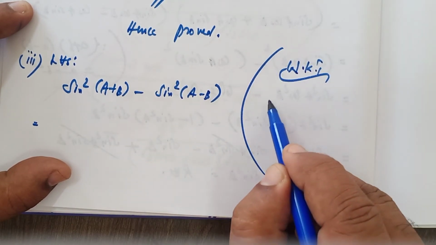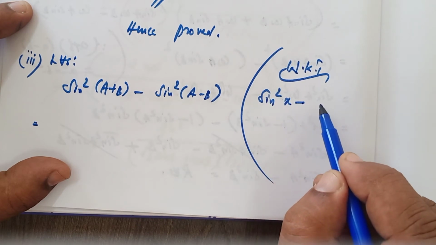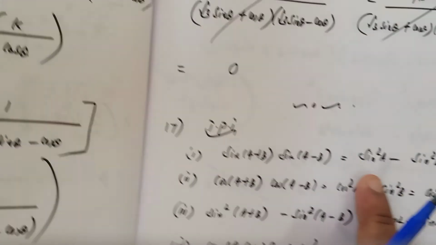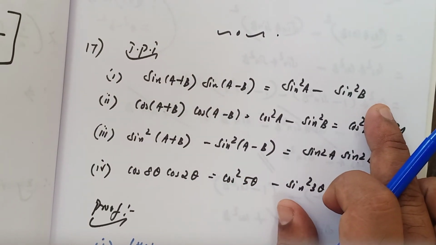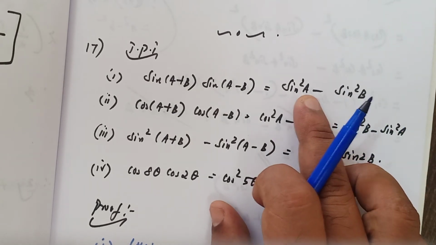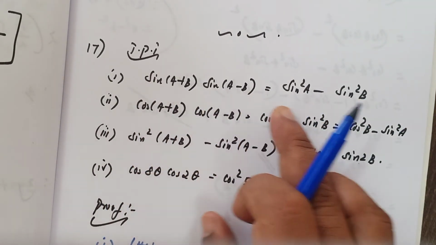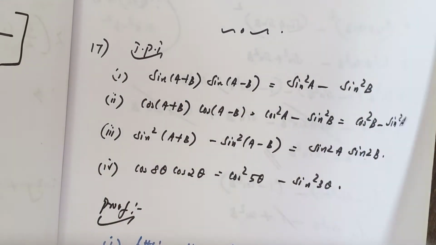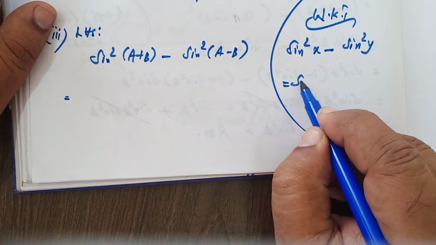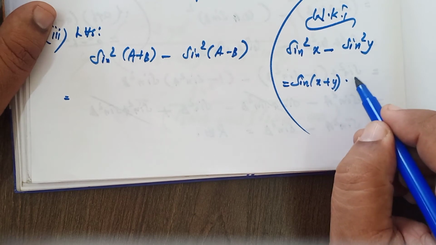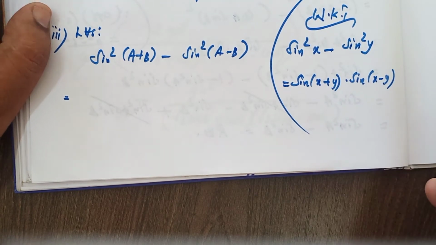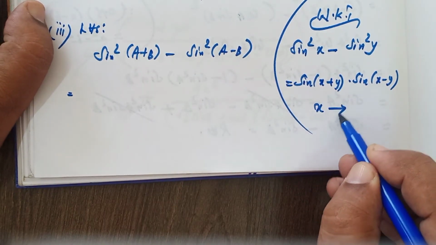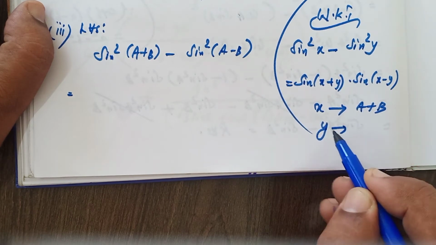We know that sin squared x minus sin squared y, instead of a and b, I consider x and y. Sin squared a minus sin squared b is equal to sin of a plus b into sin of a minus b. So sin squared x minus sin squared y is equal to sin of x plus y into sin of x minus y. Here x is equal to a plus b, and y is equal to a minus b.